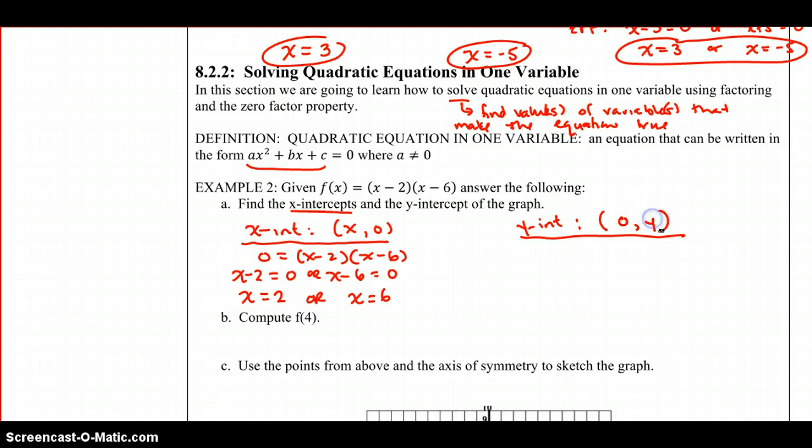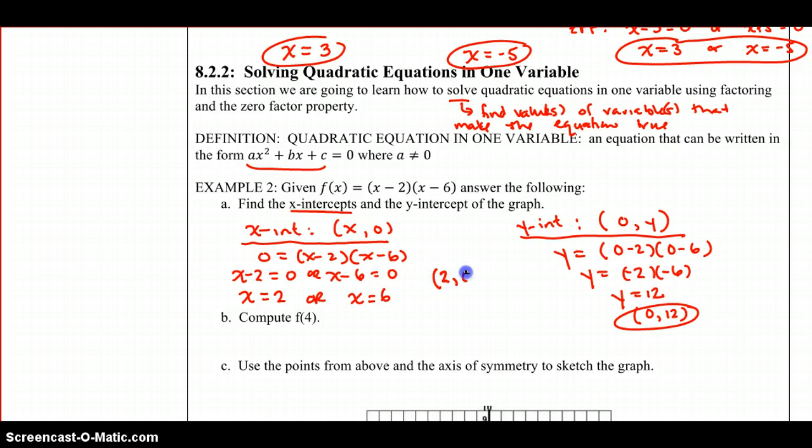We're looking for the y-coordinate when x is 0. So this means we're going to plug in 0 for x and solve for y. So we're going to get y equals 0 minus 2, 0 minus 6. So we're going to get a negative 2 times a negative 6, so y equals 12. Okay. So now if we put the ordered pairs together here, that tells us our y-intercept is at the ordered pair 0, 12. And our x-intercepts, we have one at 2, 0, and another at 6, 0.